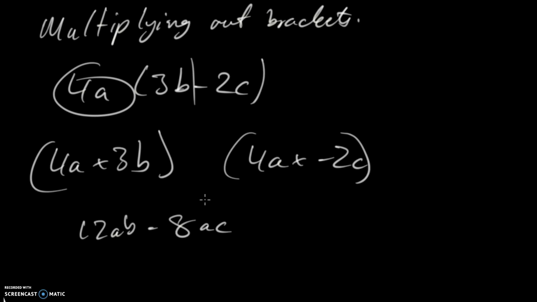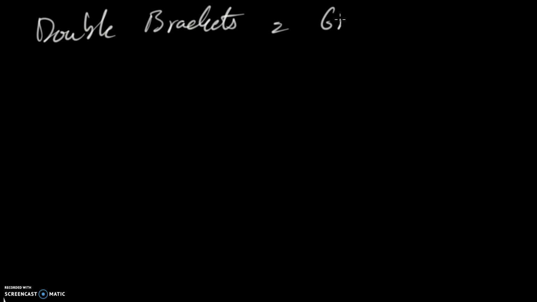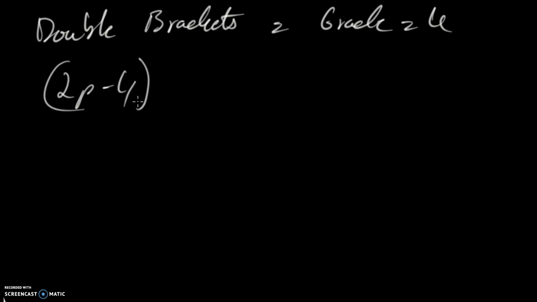Let's get on to a grade higher, double brackets. So double brackets, and grade 4. So let's say we have 2p minus 4 inside a bracket, and this time we have another bracket, 3p plus 1. So what I do is this.